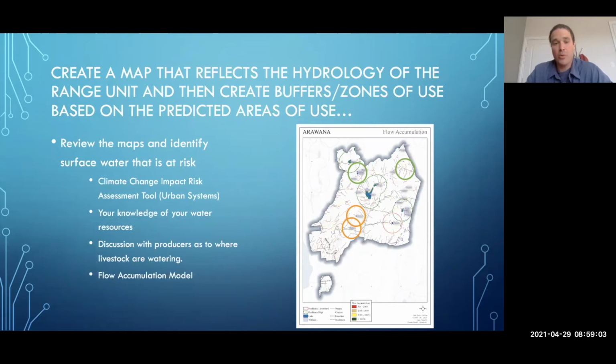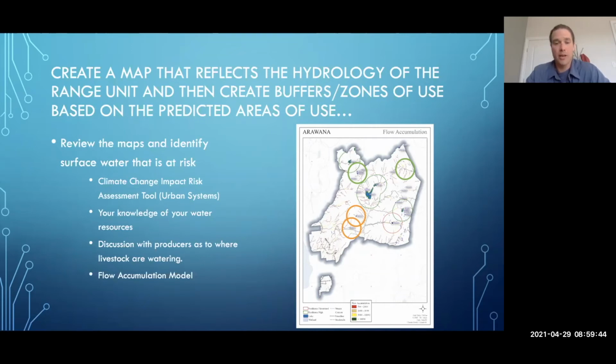At a range unit scale, we can do this with that climate change impact risk assessment tool. Your local knowledge of your water resources, discussions with producers as to where livestock are watering. Those are all important aspects of determining which ponds in the landscape are resilient and which ponds aren't. As an example, just asking producers which ponds are drying down in drought years versus which ones aren't can go a long way in telling us which ponds are closed versus open, as well as a vegetation assessment can tell us whether a pond is closed or open.